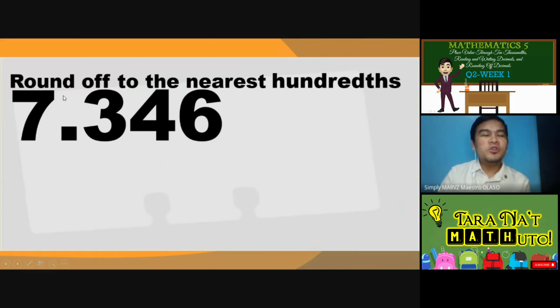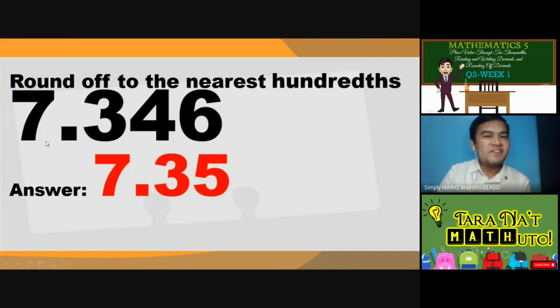Now, according to the rule, round off to the nearest hundredths. Step number 1. Where is the hundredths place? 4. 4 is in the hundredths place. Step number 2. Look for the right digit. 6. Is 6 round up or round down? It's round up kasi 6, di ba, mataas? So 4, kapag round up, dadagdagan natin si 4 ng isa. Magiging siyang 5. Copy 7, copy point, copy 3. So the answer is 7 and 35 hundredths.